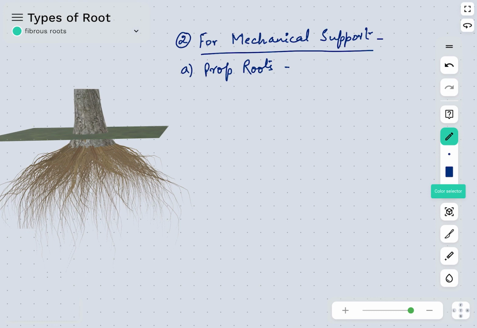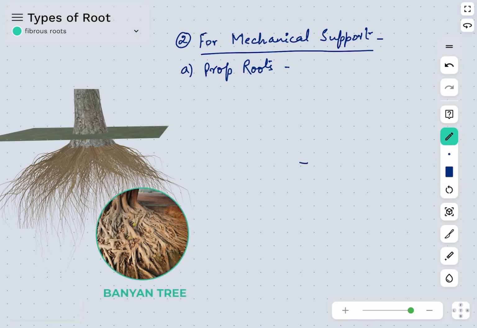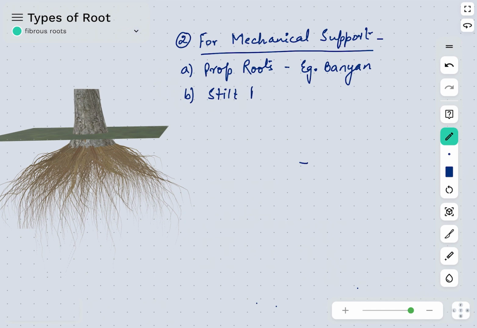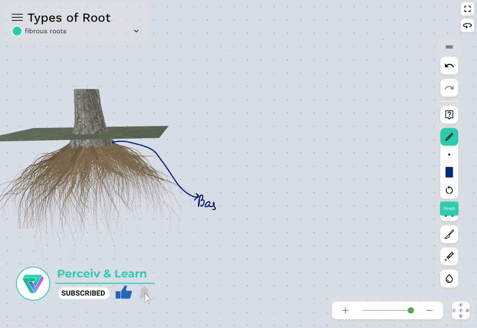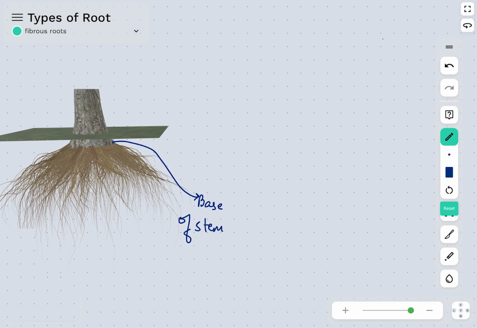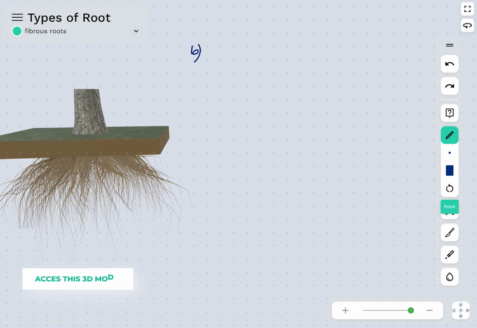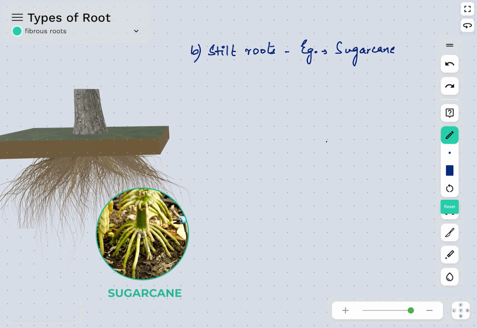So the example of prop roots includes banyan. The next example is that of stilt roots. Stilt roots are the roots, as you can see here, arising from the base of the stem. Just like that, these roots will be arising from the base of the stem, but they will be slightly above the ground. This is their peculiarity. So stilt roots. The examples are sugarcane and maize.